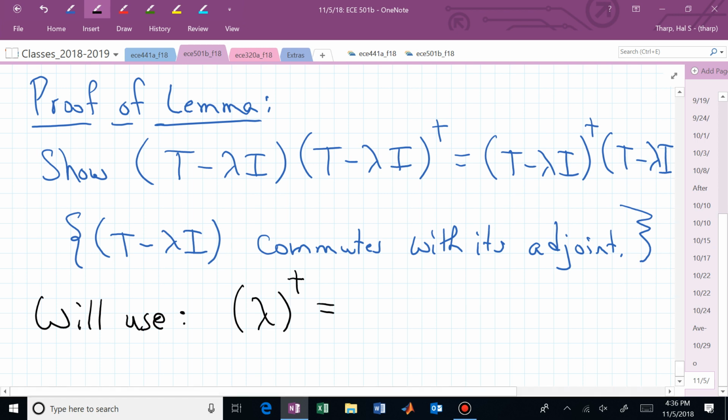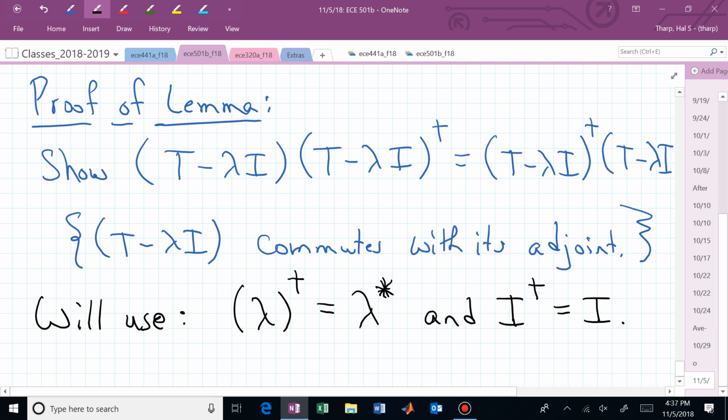If lambda is a complex number, what happens when I ask for its adjoint? It's its complex conjugate, isn't it? So this is now lambda star. So in any of this, when you see a dagger applied to lambda, we can replace that with its complex conjugate. Likewise, what happens if I dagger the identity map? That just leaves us with the identity map.